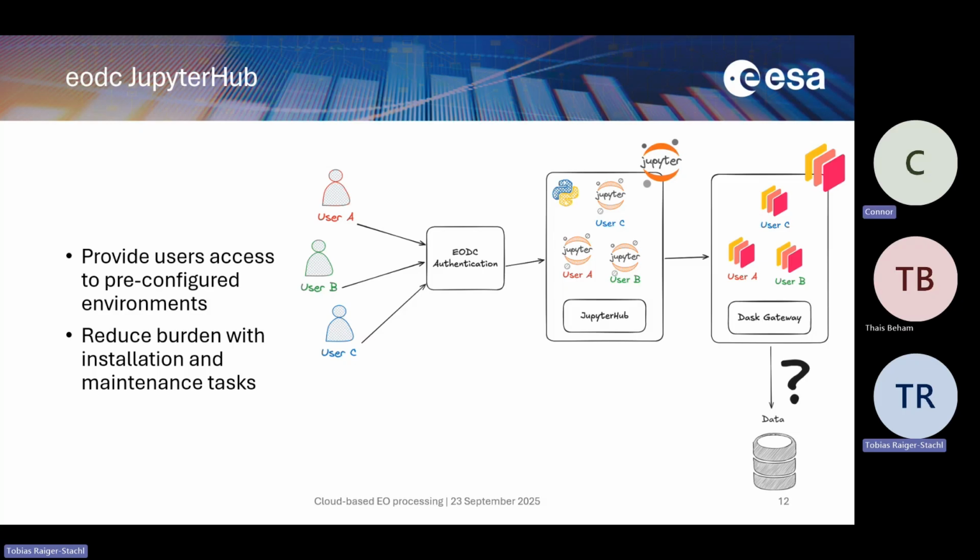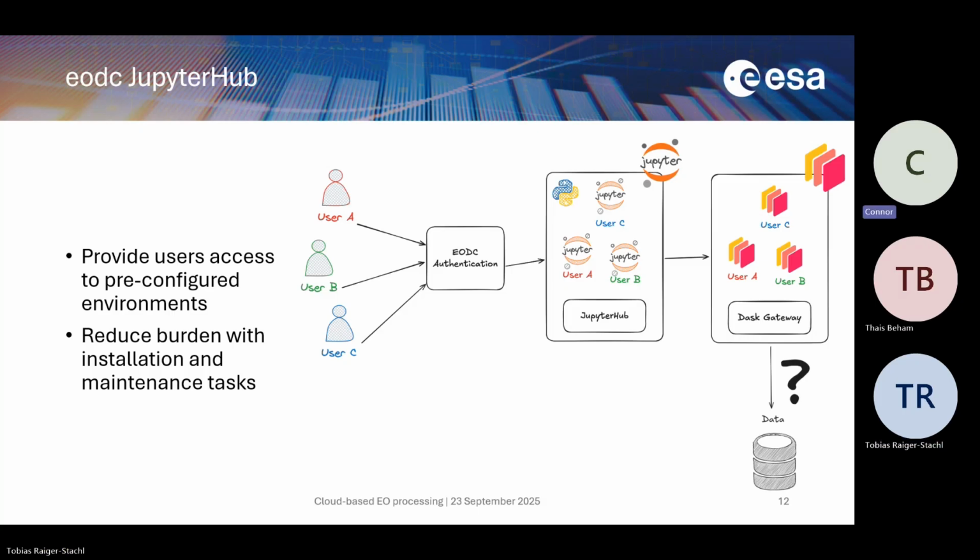So if you already know which libraries you need, you can log into the JupyterHub, install your libraries, and then use the Dask cluster using the Dask Gateway. But you might be interested in the animation.